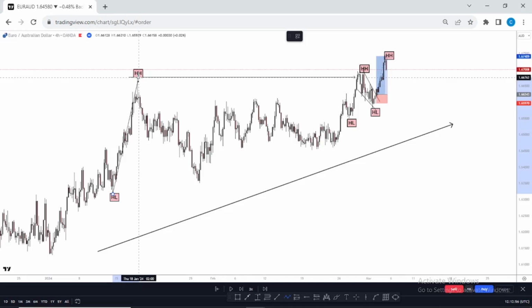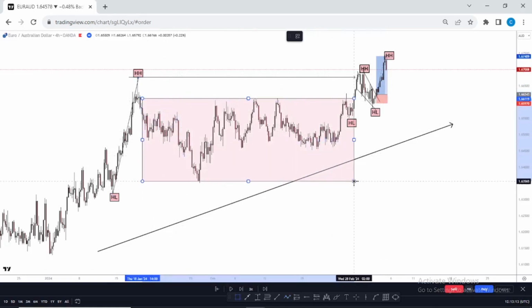You get me? Good. Now let me pause here for a minute. We are not going to consider all of these structures. None of these structures within this box led to the break of this higher high. So we are not considering any of these structures within this box apart from this higher low right here. We are going to consider this higher low because it led to the formation of a new higher high, meaning this higher low led to the break of its previous higher high.